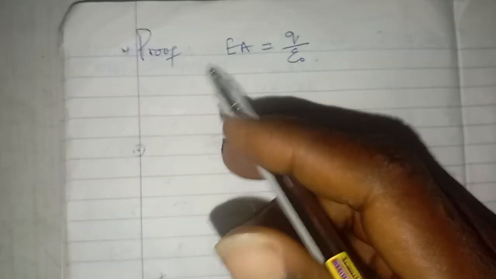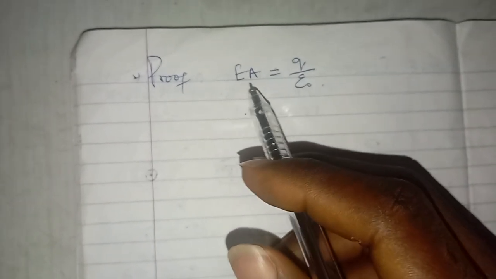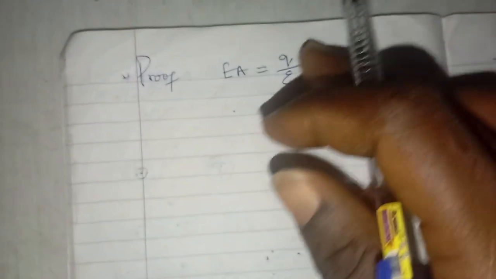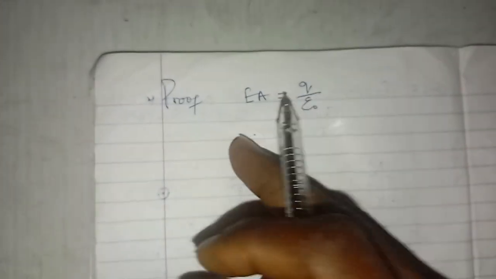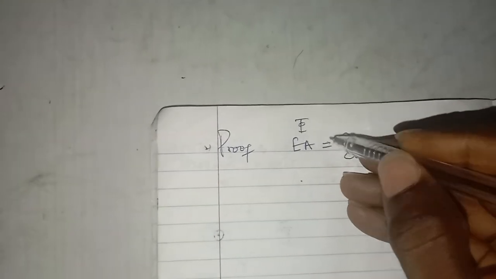As highly mathematical students doing mathematics since secondary school till date, you should know that once you hear that something is equal to something, it means that if I carry this and come here, carry this one and come here, it means the same thing. So let's prove it. What this is simply talking about is electric flux.